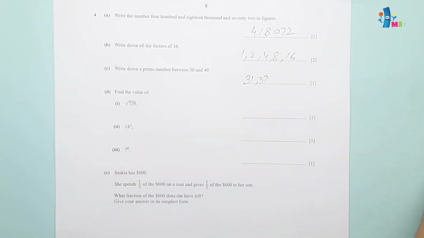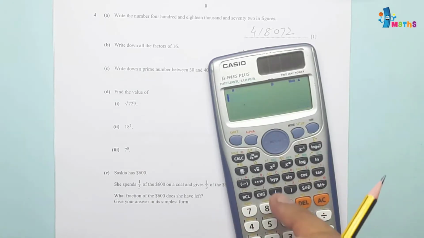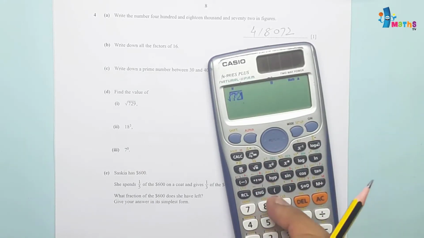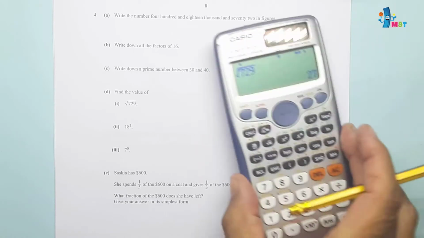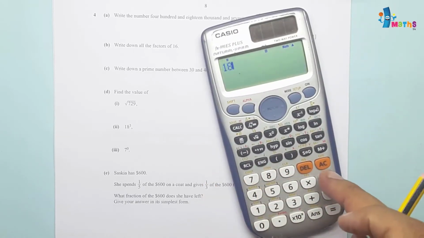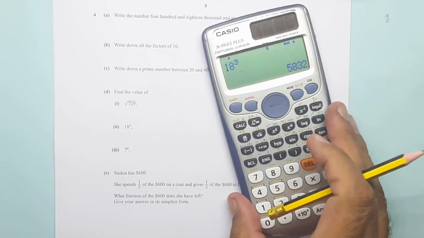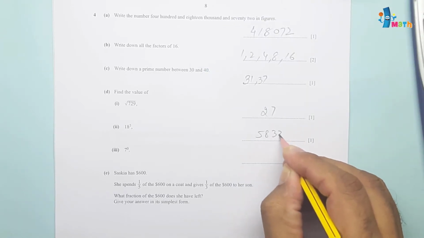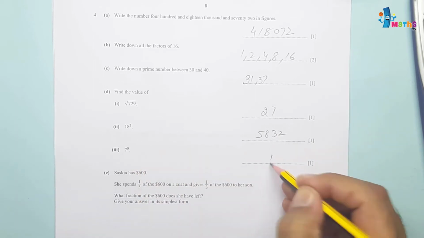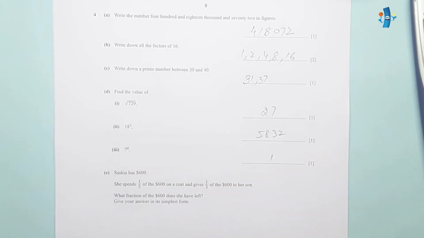Then find the value of square root of 729. So root 729 will be equal to 27. This answer will be 27. And 18 cubed. Next question is 18 raised to power 3, which will be equal to 5832. And 7 raised to power 0 will be equal to 1. Anything raised to the power 0 will be equal to 1.